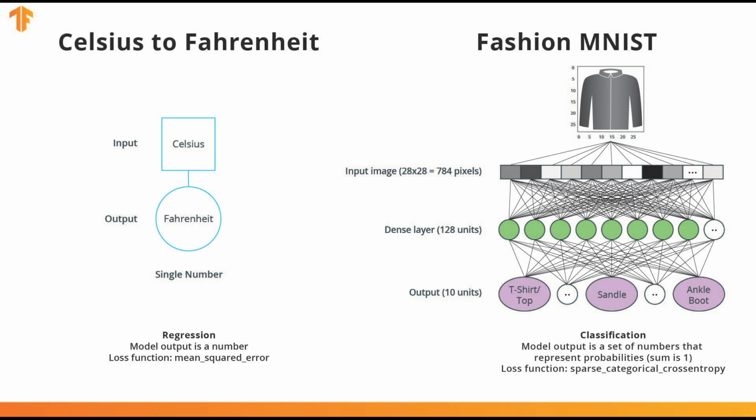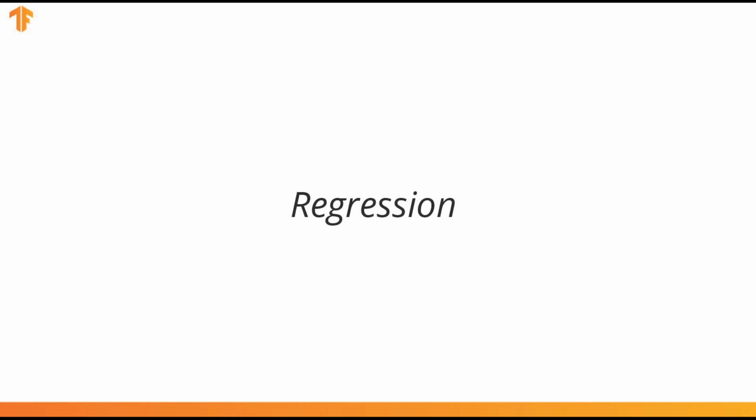So we can see that neural networks can be used to solve different kinds of problems. The first problem, where we predict a single number from an input, is known as a regression problem. Converting from Celsius to Fahrenheit is one example of a regression problem. Determining the price of a house, given its number of bedrooms, square footage, number of bathrooms, etc., is another example.